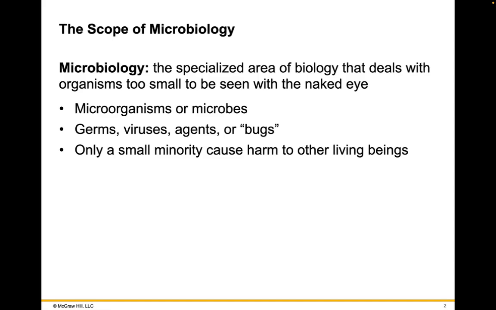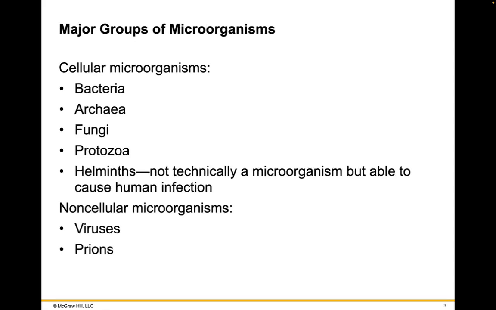The definition of microbiology is it is a specialized area of biology that deals with organisms that are just too small to be seen with the naked eye. That means unaided eye. So in order to see these, we are going to need a microscope and usually some chemical agent to visualize them. Microorganisms are often called microbes, and they include germs, viruses, and agents or bugs. And contrary to what most people think, only a small amount of them actually cause harm to other living things.